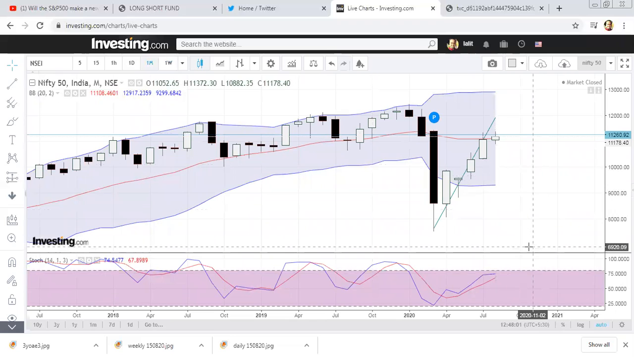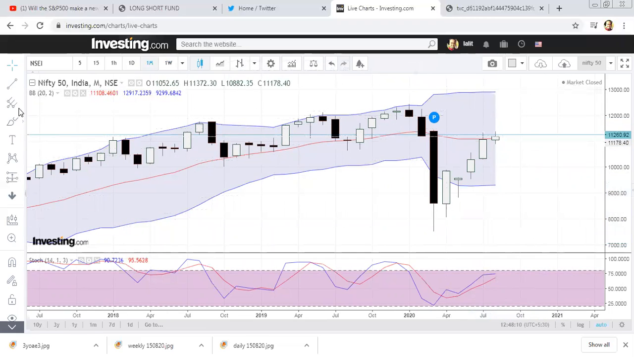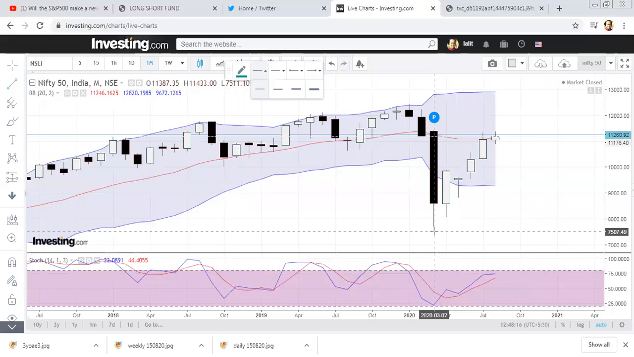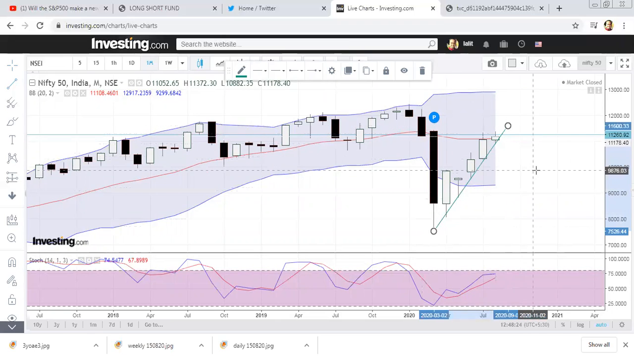Looking at the monthly, let me move this trend line to somewhere here. Let me just quickly draw another trend line. If I try and form a trend here from the March lows, we see we are still trading above the monthly trend line. Any close this month below this trend line could signify a big move downward. So this is the Nifty on a daily, weekly, and monthly.